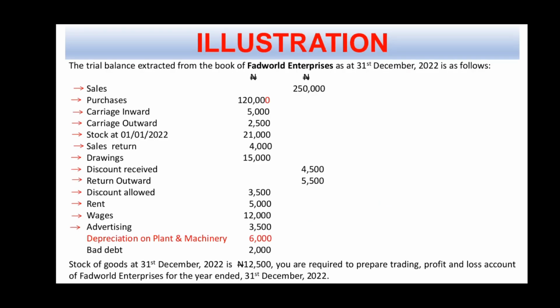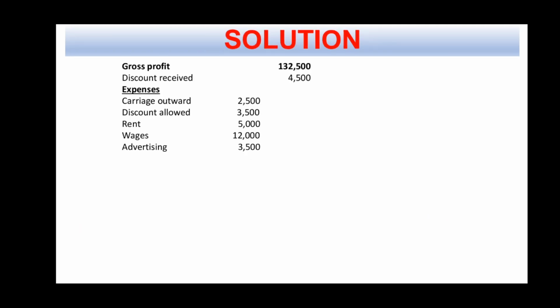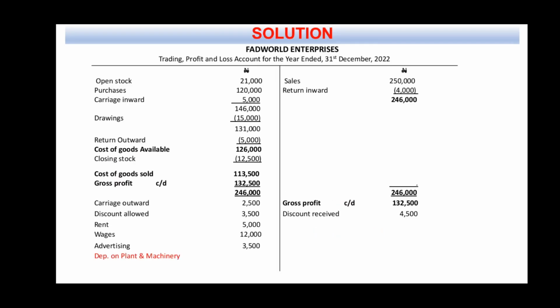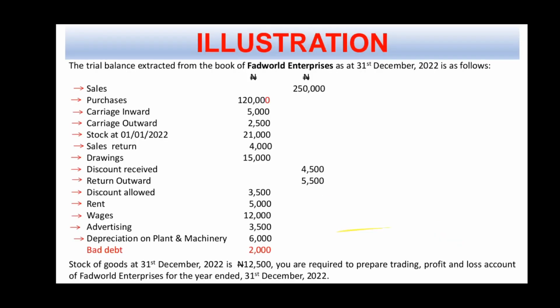Next expense, we have depreciation on plant and machinery, which is 6,000. It's an expense which is a result of wear and tear on the value of the asset. So the value of the asset will be written off over the years the asset will be used. So for the current year, 6,000 is charged. It's an expense to the business that will be added to other expenses. We have depreciation on plant and machinery 6,000. In our T account, depreciation on plant and machinery 6,000 naira.